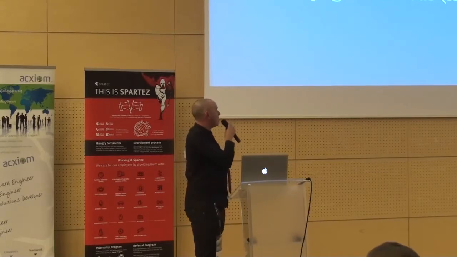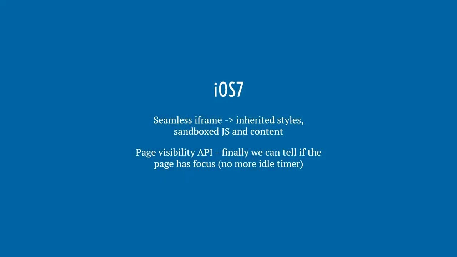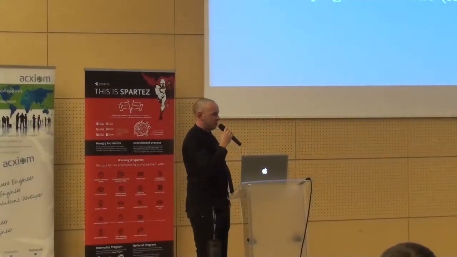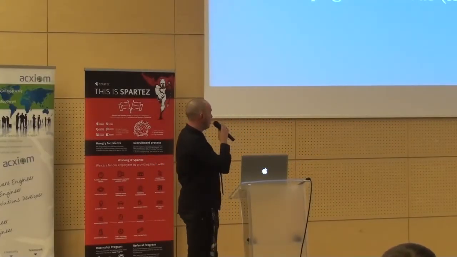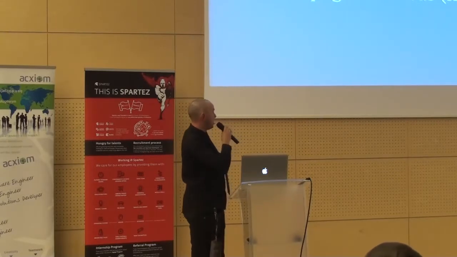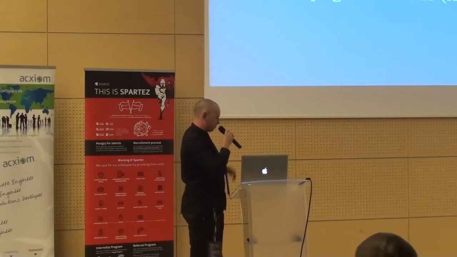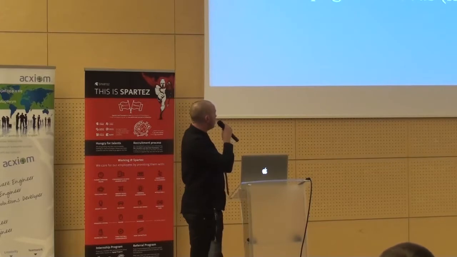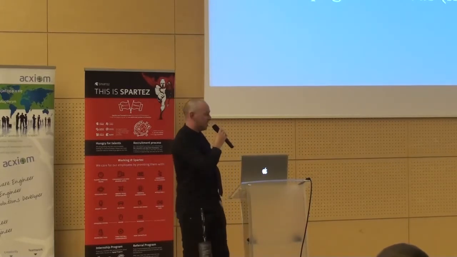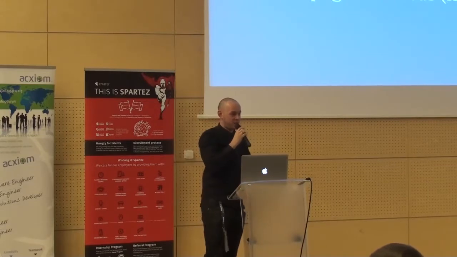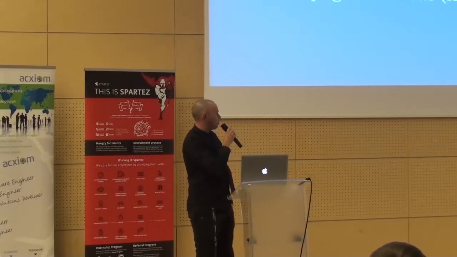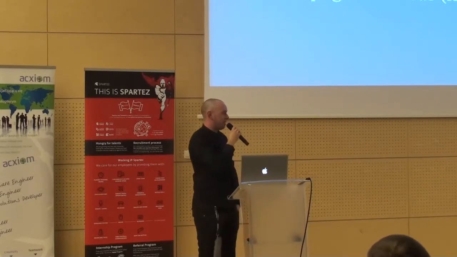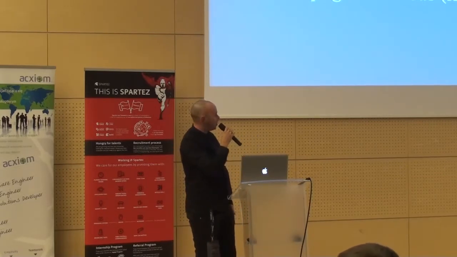So what's new in iOS 7 that is not implemented in iOS 6? So we have seamless iframe. We can create an iframe that inherits the styles of the parent document. I see some use cases for it, but the iframe still has sandbox and content, so we can't easily communicate with the parent page. It has the page visibility API, so we can tell when the user actually is on our page. Prior to that, we had to check with a timer whether some DOM element can move or it can't move, and then fire appropriate events.